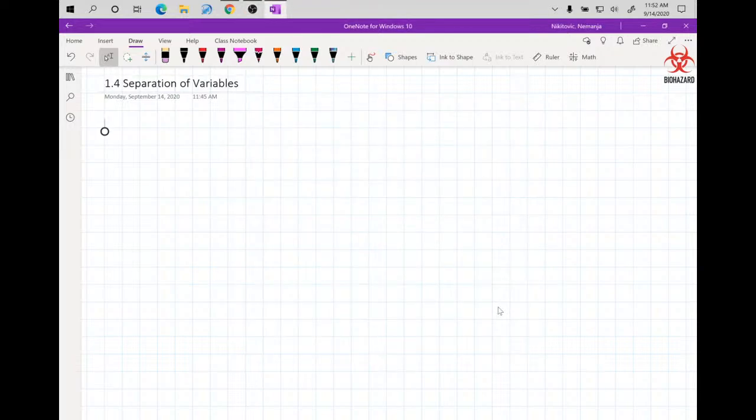Hello and welcome back to Differential Equations, section 1.4 on separation of variables for the sixth time in your life, I think. Right? Fifth? Maybe fifth. I don't know. But by now, you should all be the gods, or at least demigods, of separation of variables because you have seen them so many times.